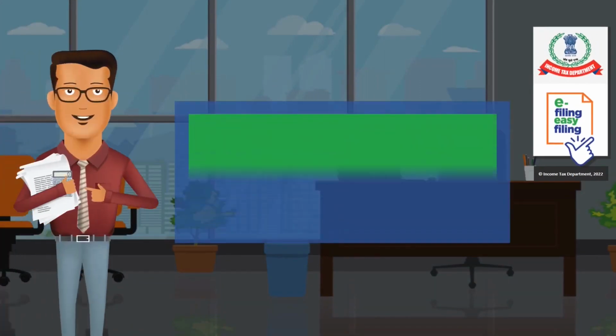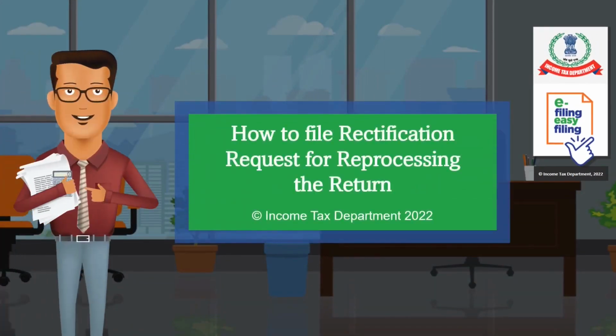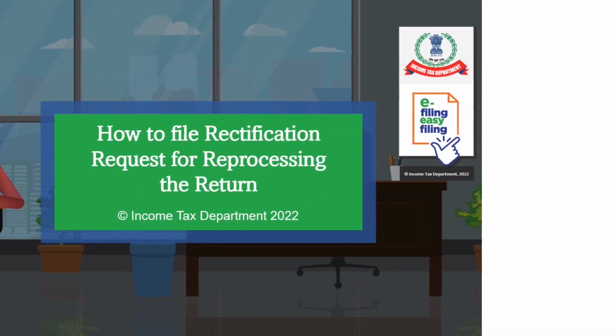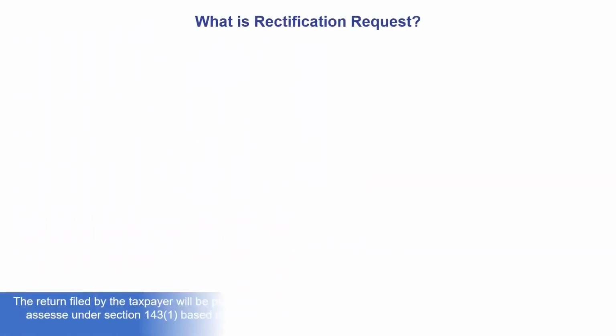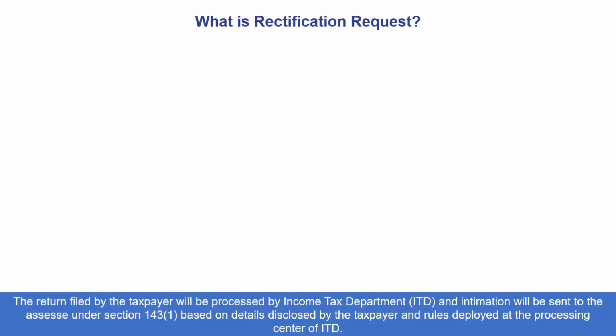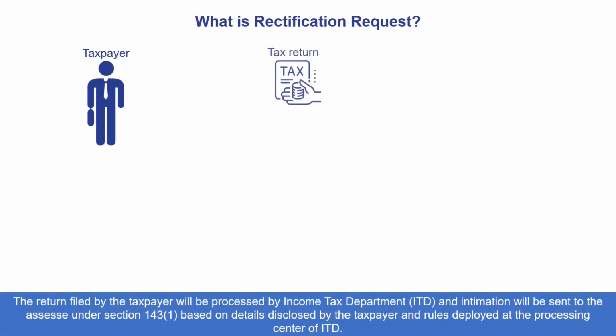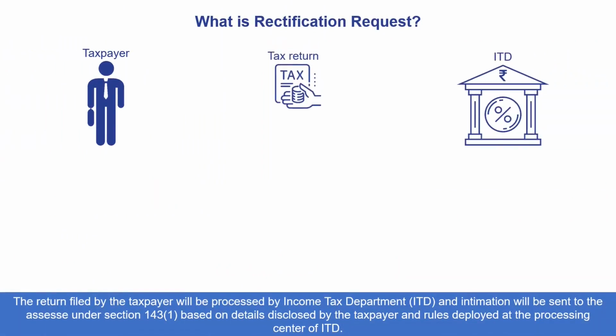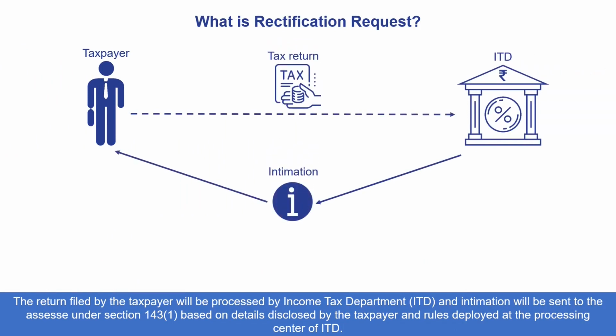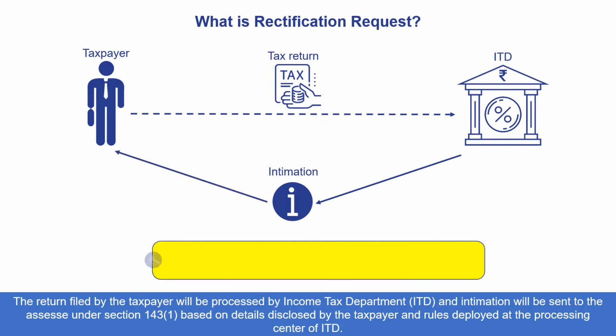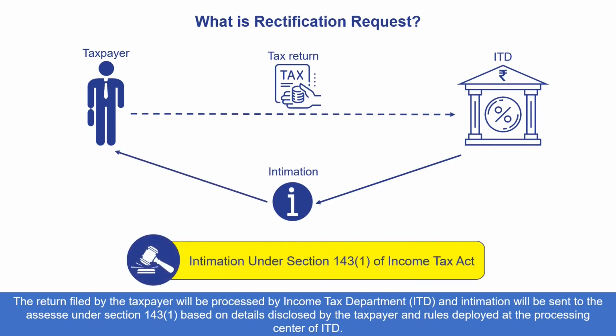This video is on how to file a rectification request for reprocessing the return. The rectification request can be filed for reprocessing the return only if the return is processed by the Income Tax Department. So every return which is filed by the taxpayer is processed by the Income Tax Department and an intimation is sent to the taxpayer under Section 143 subsection 1 based on the details which are disclosed by the taxpayer and the rules deployed at the processing center.